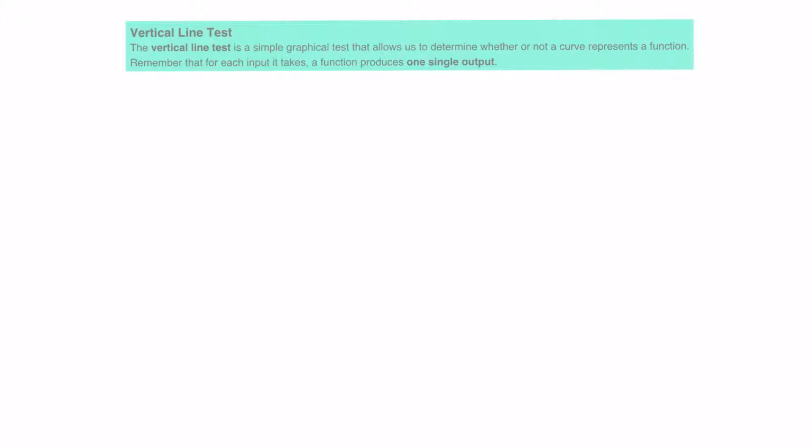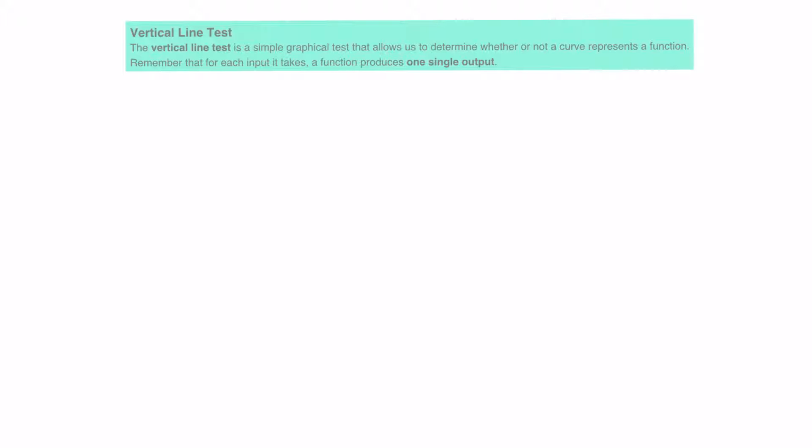In this video, we'll be learning about the vertical line test. Now, the vertical line test is a simple graphical test that allows us to determine whether or not a curve represents a function. Now, the key thing to remember is that for any input a function takes, it produces one single output. And that sentence really validates the vertical line test.